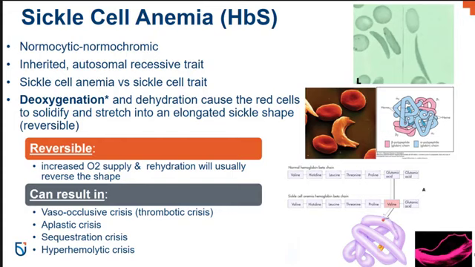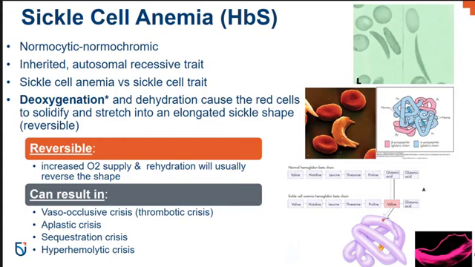Next is aplastic crisis. This is when there is a sudden or acute cessation in the production of red blood cells. So all of a sudden, with aplastic crisis, the bone marrow stops producing red blood cells. The most common cause of this is a viral infection with what's called parvovirus B19, which is also known as Fifth's disease. It's actually a common childhood illness.